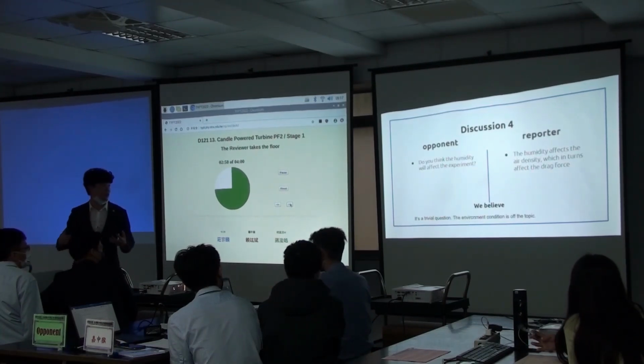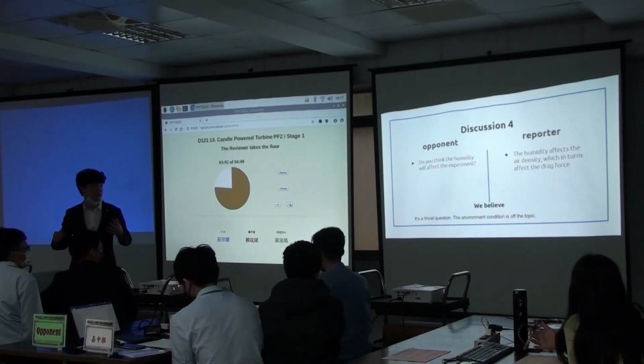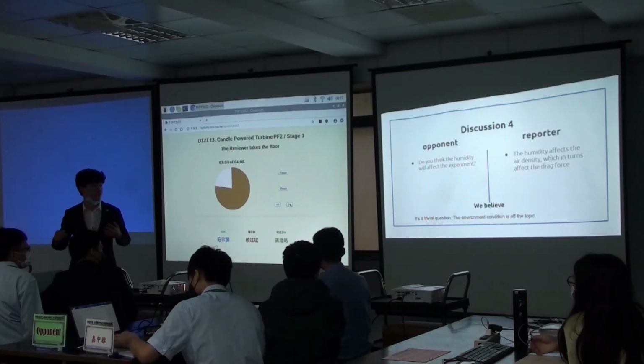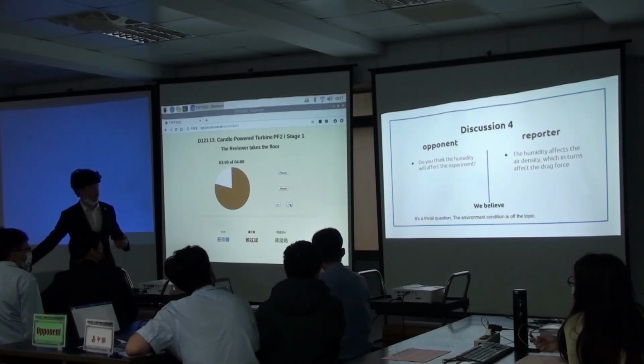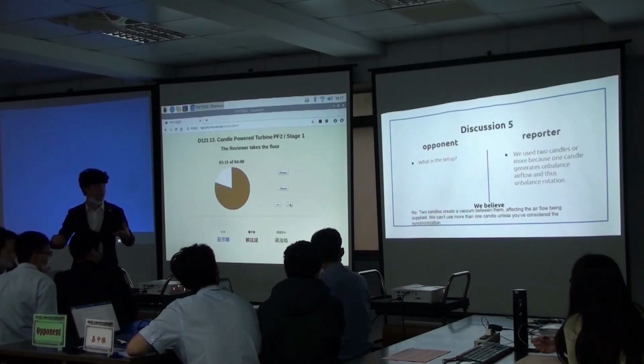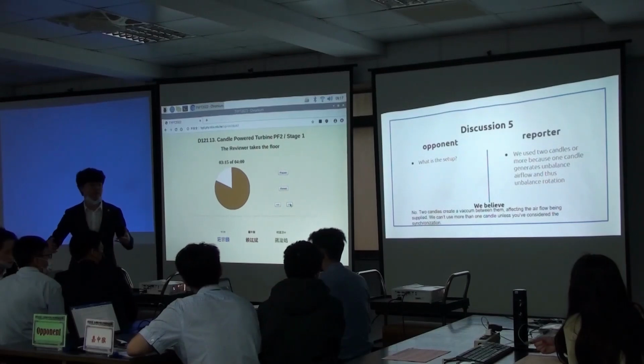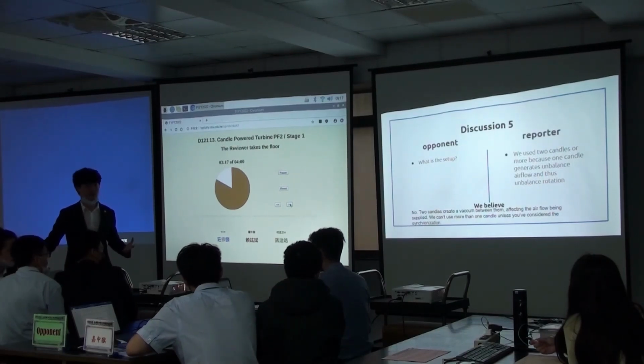And for discussion 4, do you think humidity will affect the experiment? The reporter said that the humidity affects the air density, which in turn affects the drag force, and this is also shown in the equation. The opponent asked about the setup, and we used 2 candles. We believe they should not use 2 candles because it creates interaction between them.